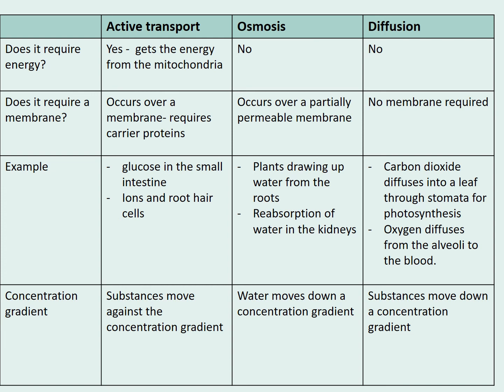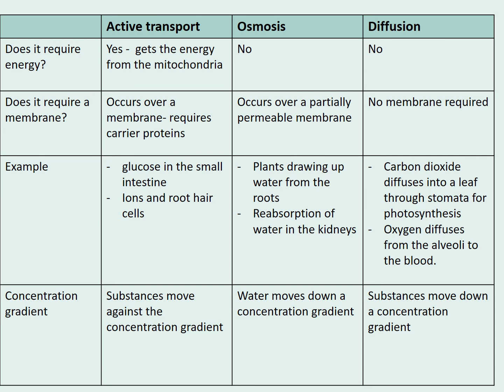I've also put some examples of where it is happening. In diffusion, we talked about carbon dioxide and oxygen diffusing in the leaf through the stomata, and the oxygen diffusing across the alveoli into the blood. For osmosis, we mainly stuck to plants, and we spoke about how it keeps their cells turgid, which means that they're able to be upright. We talked about the water moving through the root hair cells, so that would be osmosis as well.